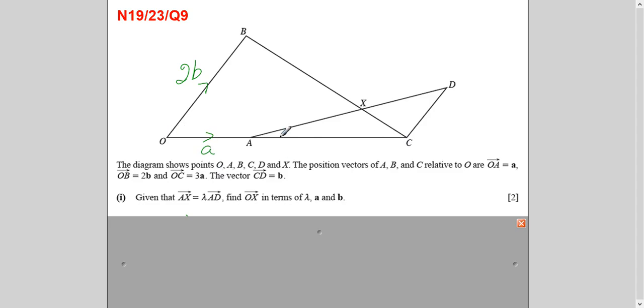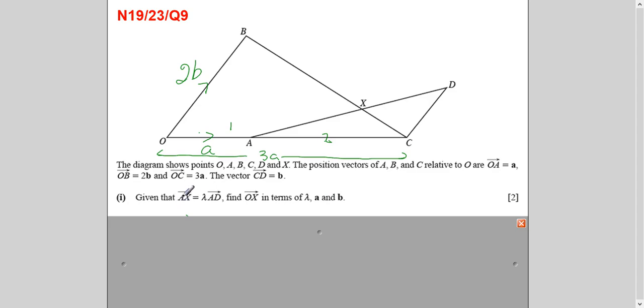So if this whole is 3A, right? Let me just write here separately here. So it means this has ratio 1 and this has ratio 2. Agreed? Okay. So now see what we have to do. Given that AX is equals to lambda AD, and I have to find out vector OX in terms of lambda, A and B.